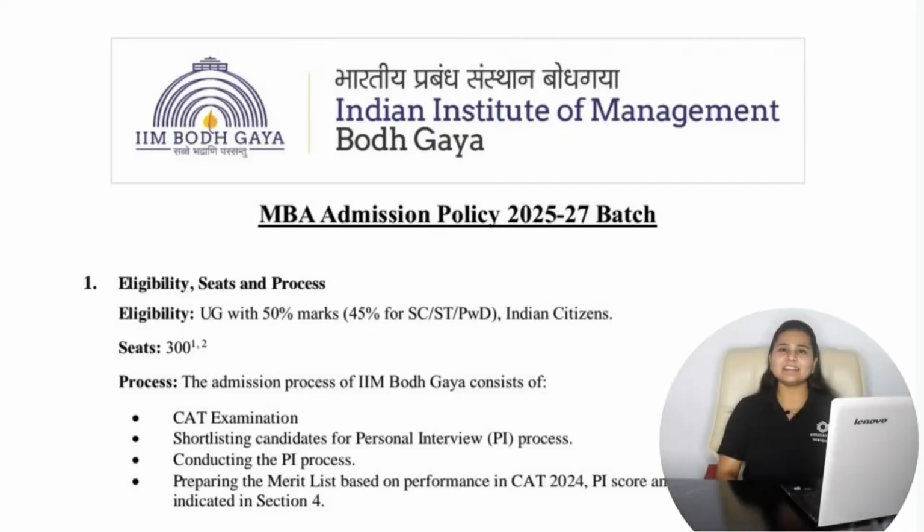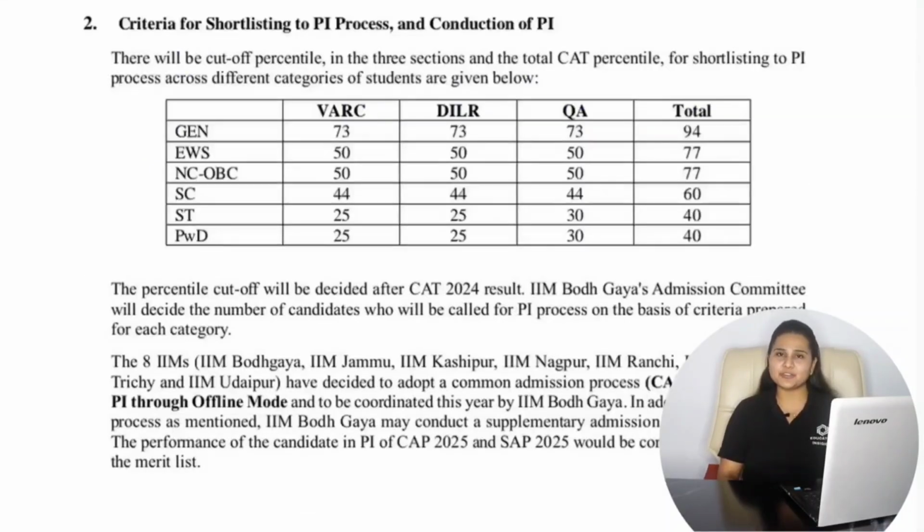If we consider the list of 8 IIMs that are going to participate in the IIM Common Admission Process 2025, those are Indian Institute of Management Bodh Gaya, IIM Jammu, Kashipur, Nagpur, Ranchi, Sirmaur, Trichy and Udaipur. So these 8 IIMs are going to participate in the IIM CAP 2025 admission process.